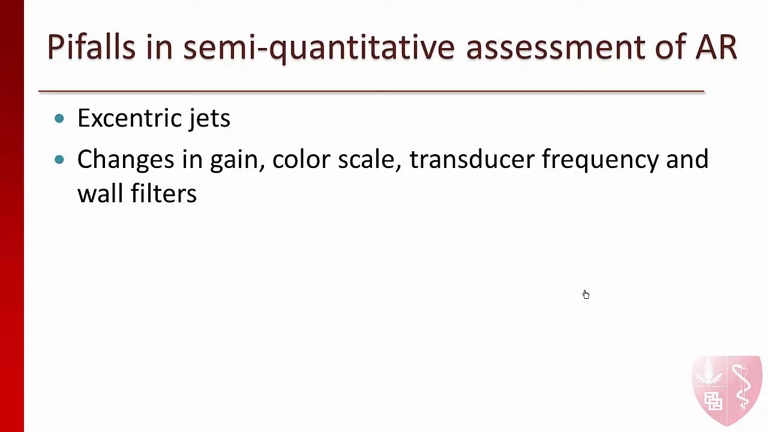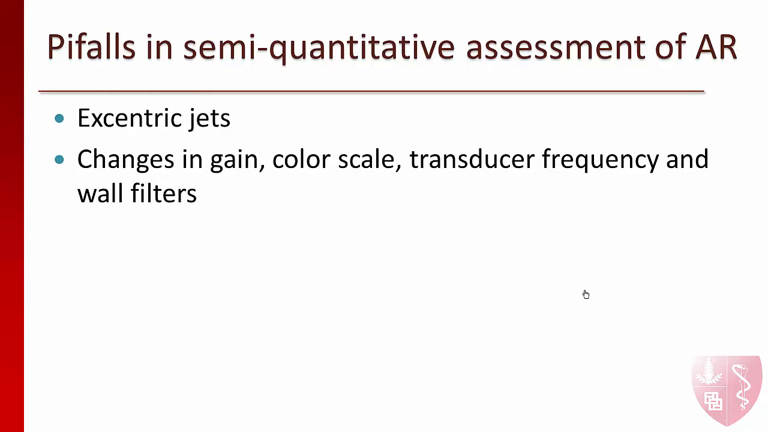Using semi-quantitative estimation, you will be able to say if there is nothing, a little bit, or a lot of regurgitation. But you won't be able to distinguish mild from mild to moderate, and these subtle classifications will not be possible. For that, you will require some quantification, which is out of the scope of focused echocardiography and requires much more time and training.